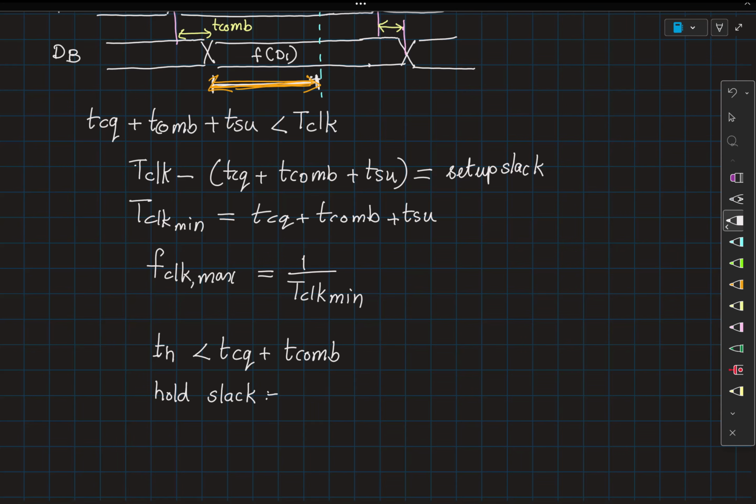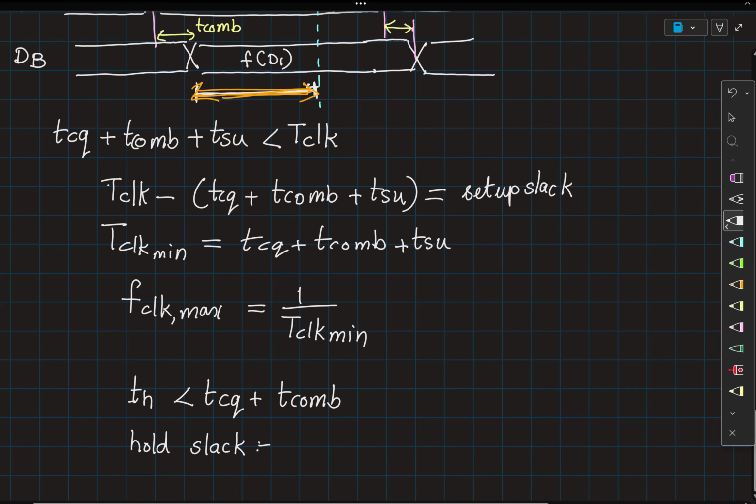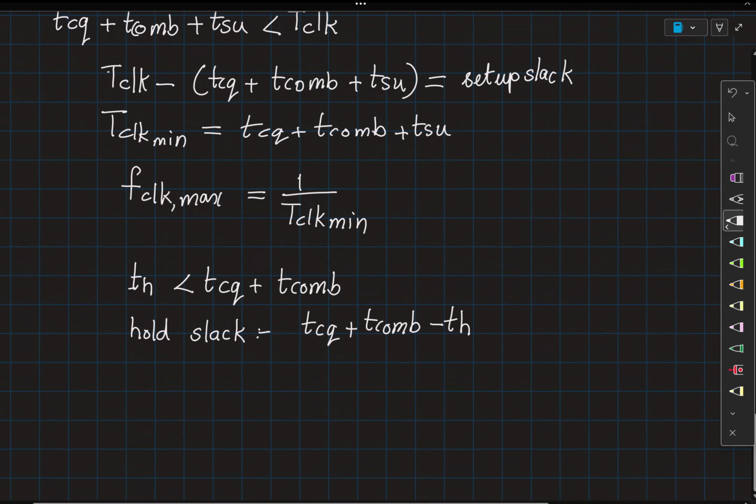So how did we define our setup slack? We looked for by how much, what buffer was there in meeting that constraint, right? So now the constraint we want to meet is this: TCQ plus TComp. So you can potentially say that this should be equal to TCQ plus TComp minus TH, right? Now when the hold slack is positive, does it mean we have met the condition or we have failed to meet the condition? We have met the condition, right?